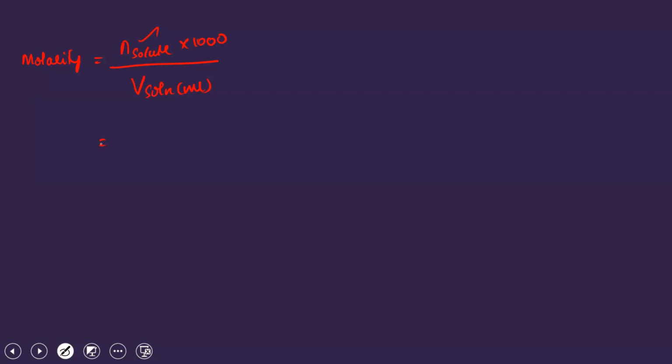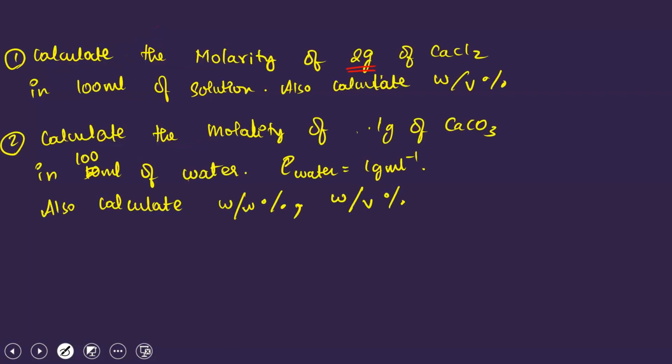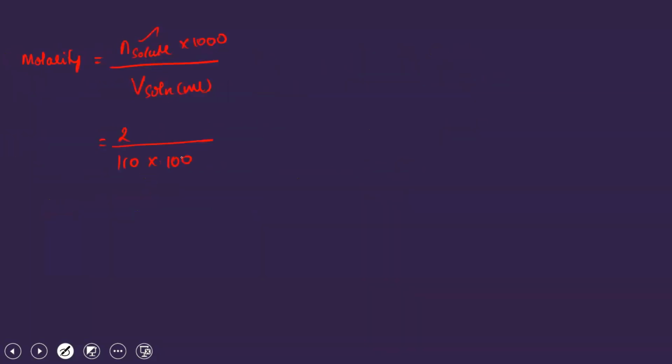So, 2 by 110 into, what is the volume of the solution? It is 100 ml. So, by 100 into 1000. Correct? So, if you solve for this, it is 2 by 11. So, if you keep point, it is 1, balance 9, again 0.18. Am I right or not? So, the molarity is 0.18 m. Did you get it? Balaji, what was the answer? 0.18. Molarity is 0.18 m.